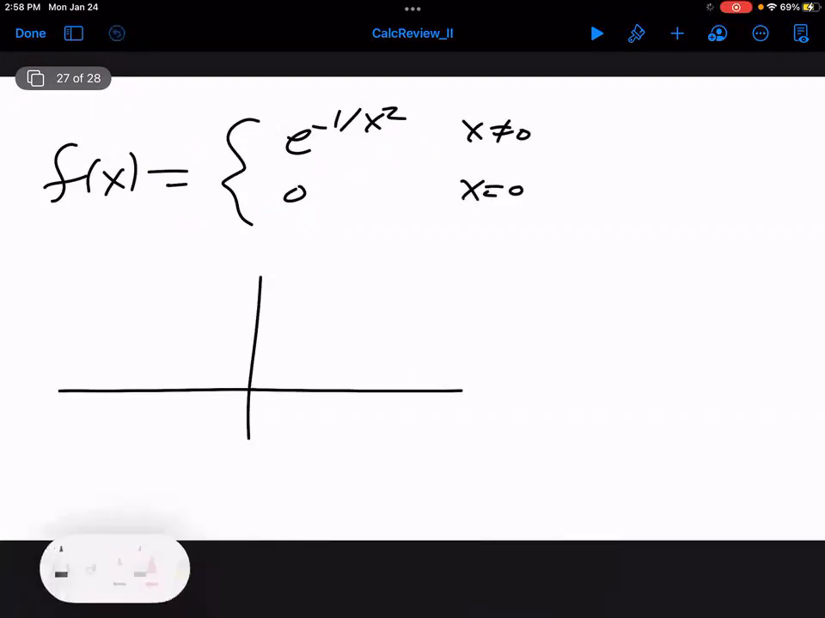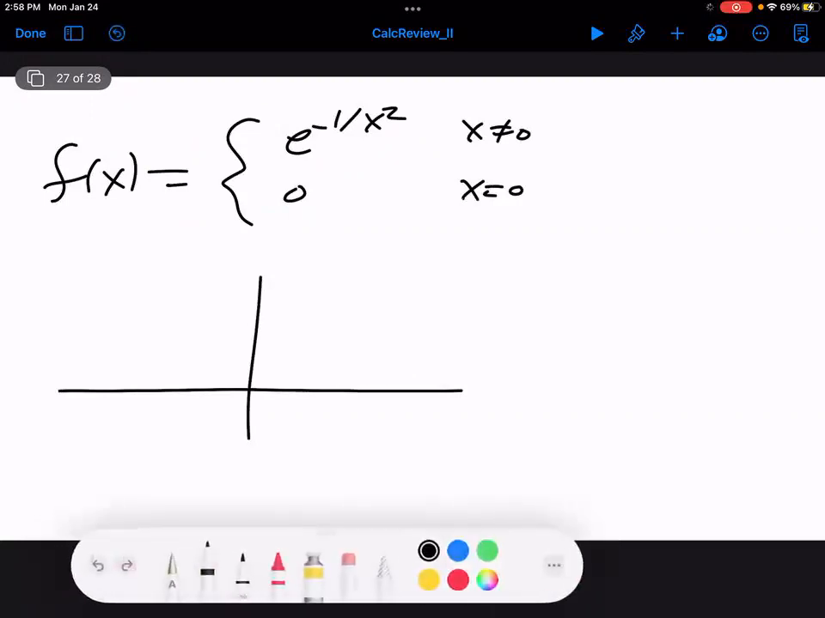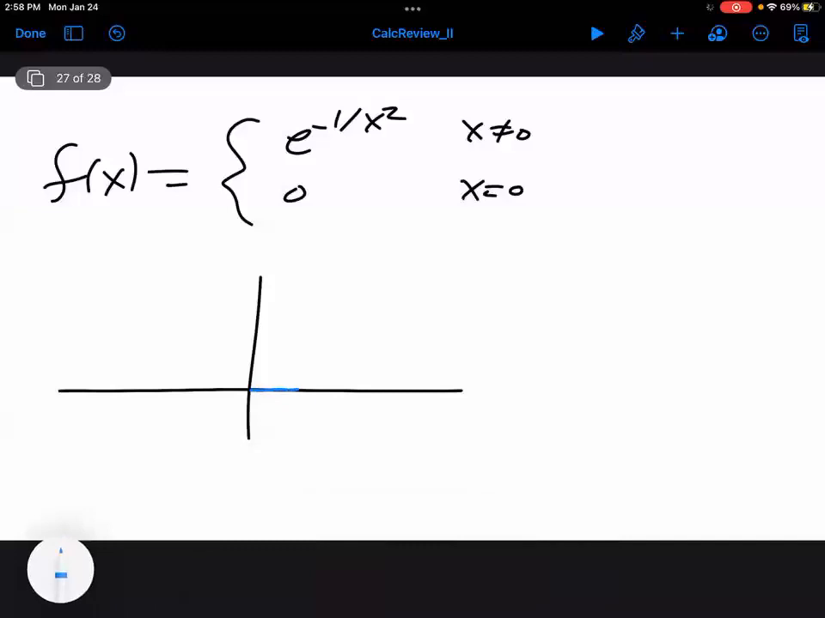If you were to plot this function, it is extremely flat near 0. If you think about it, if you take x equals 1 over 100, this is e to the negative 100 squared. If you take x equals 1 over a million, this is e to the negative a million squared. This function is of extreme rapid decay.